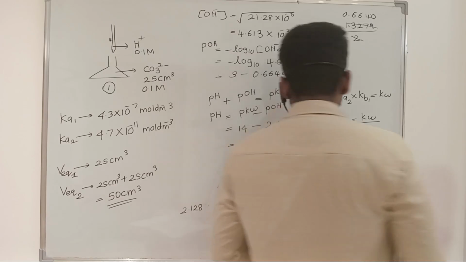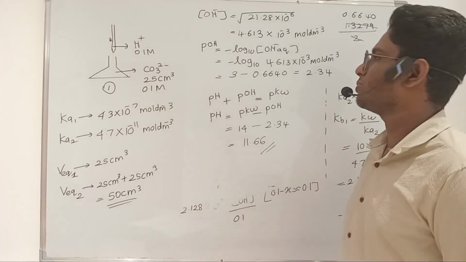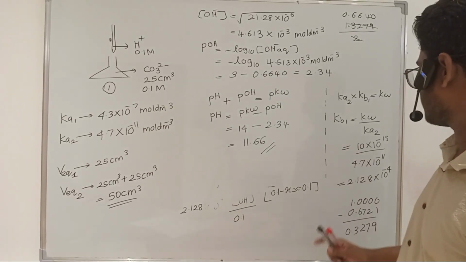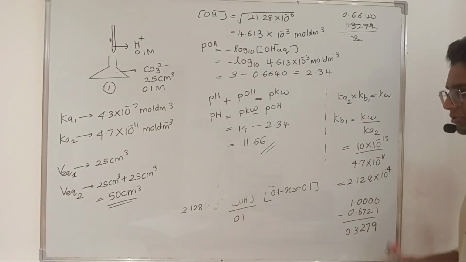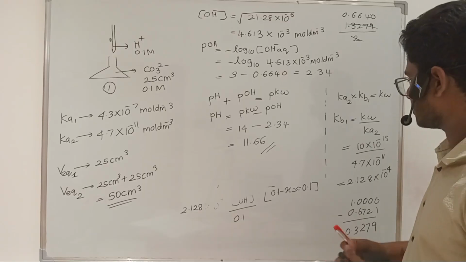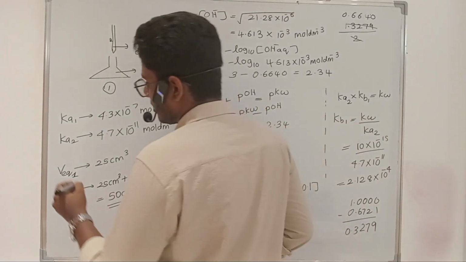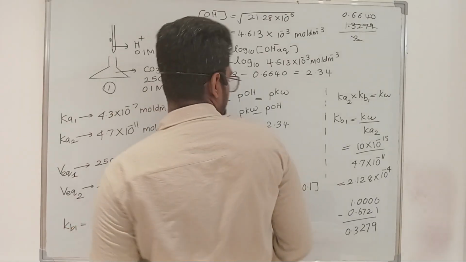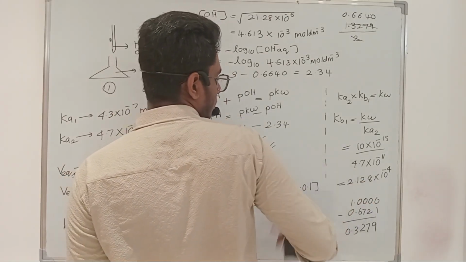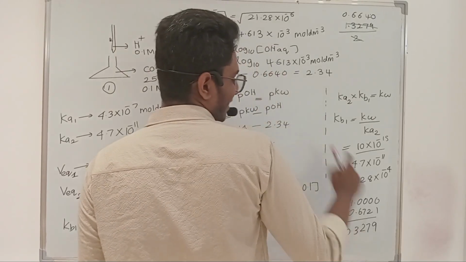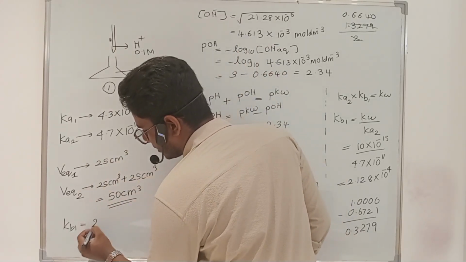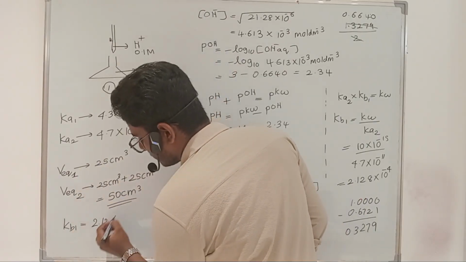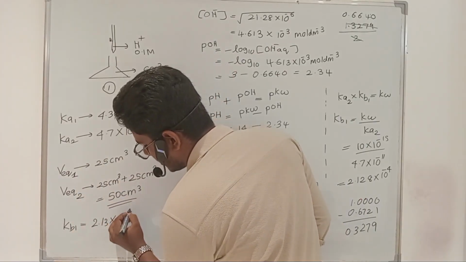So the next question they're asking is what is the pH at the first equivalence point? Now we have found the initial pH. I'll note down the Kb1 value, which might be useful in the upcoming questions. So Kb1 is equal to 2.128, so I'll write it as 2.13 into 10 to the power minus 4. This value I found.